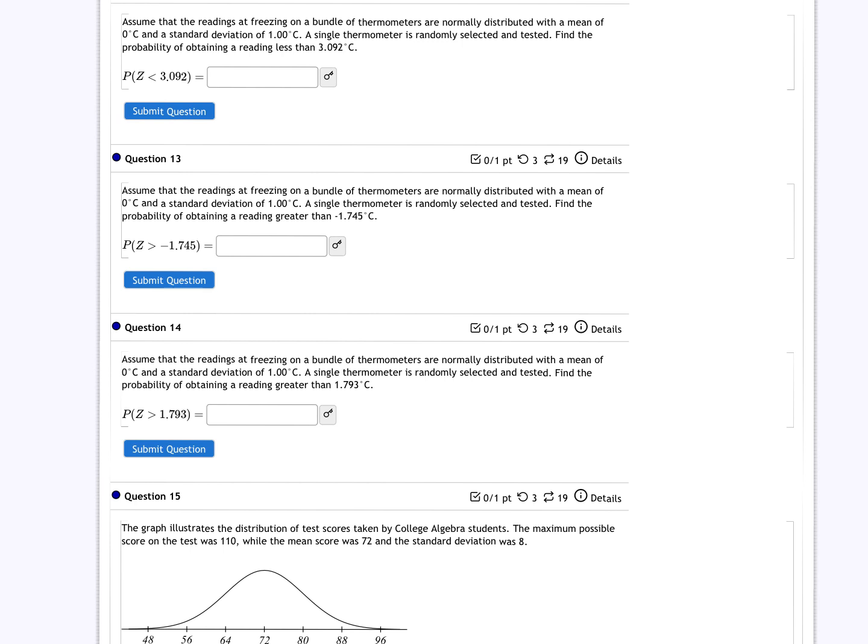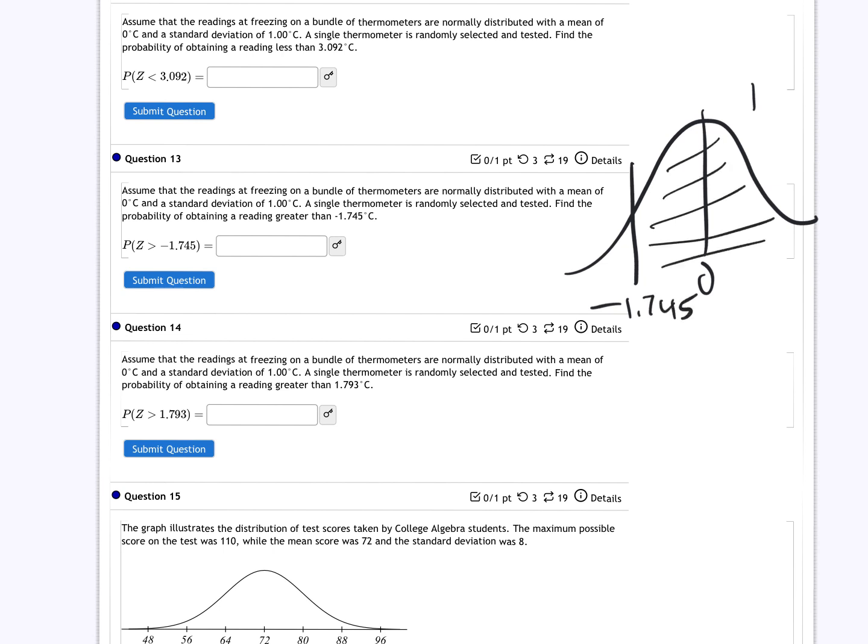Okay. And then it says, a single thermometer is randomly picked and tested. Find the probability of obtaining a reading that is greater than negative 1.745. So if they have a 0, 1, and we're looking here at negative 1.745, and we want this area under the curve here. When they're giving you cutoffs and you're looking for areas, you're going to use normal CDF. If you're using Excel, it's norm.dist.